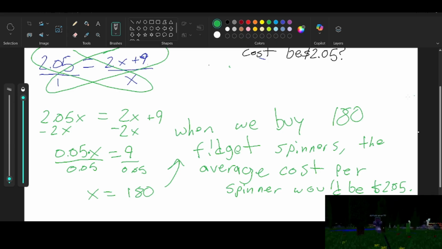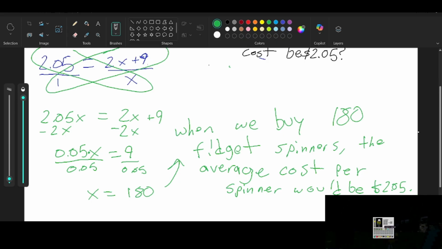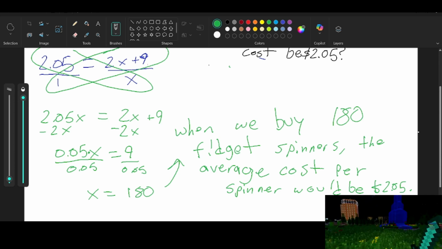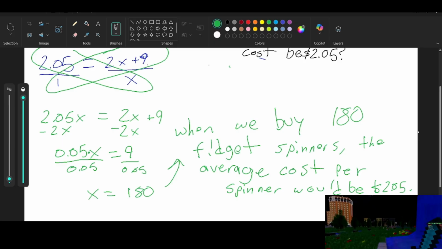Aside from that, I think that's really all this problem was asking us, right? We have to make sense of the scenario that it gives us, and we have to work with those values. It's not just 180 pickles. It's not 180, I don't know, rubber bands. It's 180 fidget spinners that we're purchasing, which allows the average cost per spinner to be $2.05.